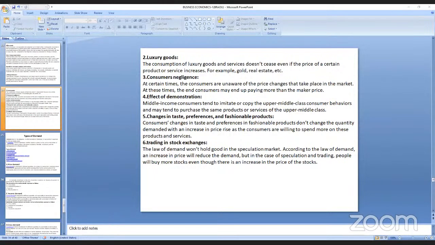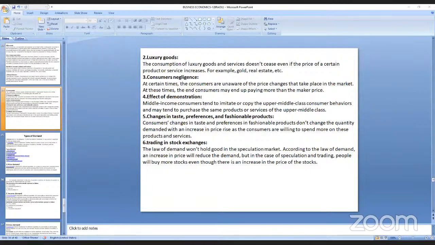And next is the demonstration effect. The effect means middle income consumers tend to imitate and copy the upper class. You are in the lower level, so you will copy the upper middle class consumer behavior. That also makes the purchase of the same product trend. Is it clear? If you see a rich person, you think, I too must get this one. Then the purchases also increase.